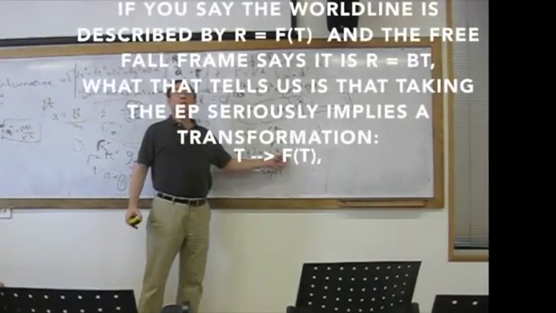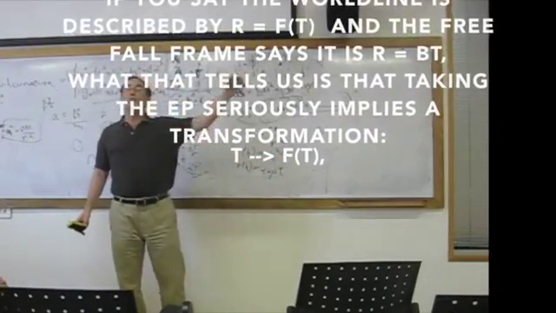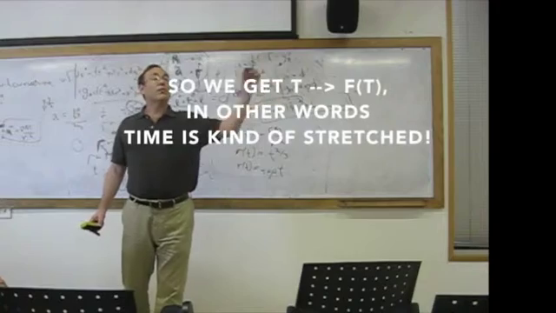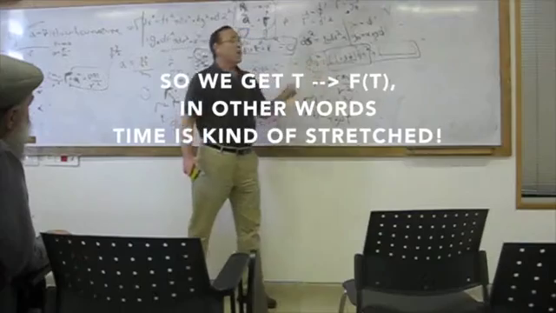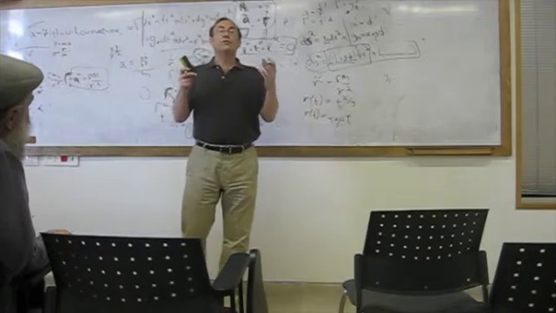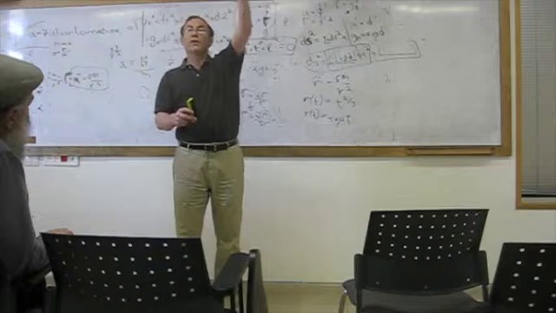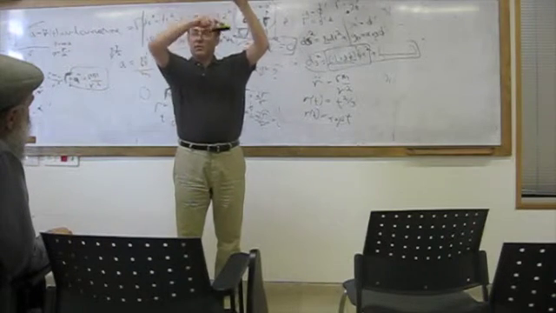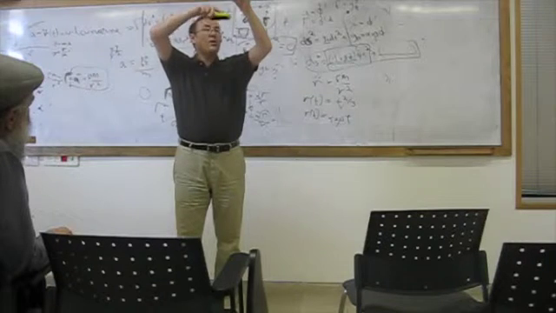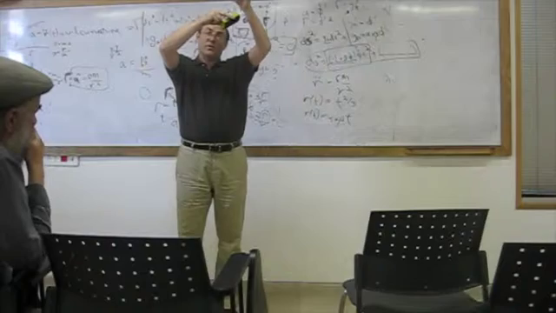What that tells us is that there's some kind of transformation between the two frames, which turns t into a function of t. In other words, time is kind of stretched. It's a function of where you are. If you have, let's say, a spherical source, and you're here or you're here, there'll be a variation in the amount of time passage between here and here. Therefore, you get the redshift and so on and so forth.